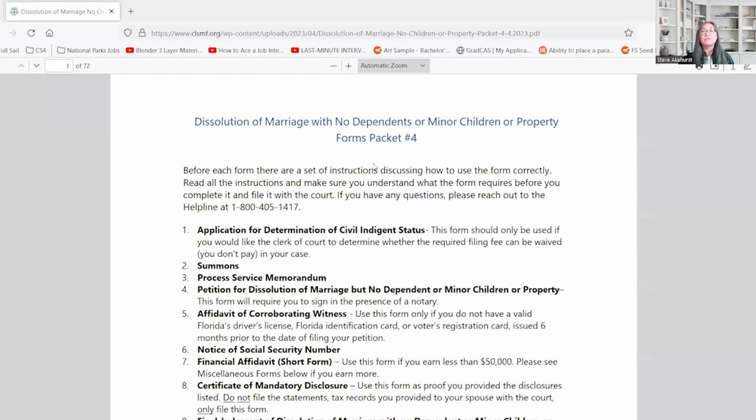This could also work for people that do not want the court to be involved in dividing property. What you could do is agree that you've already divided all the property and you don't want the court to divide it. So this form will also be used for that. So I'm going to share my screen and we'll go over the form.